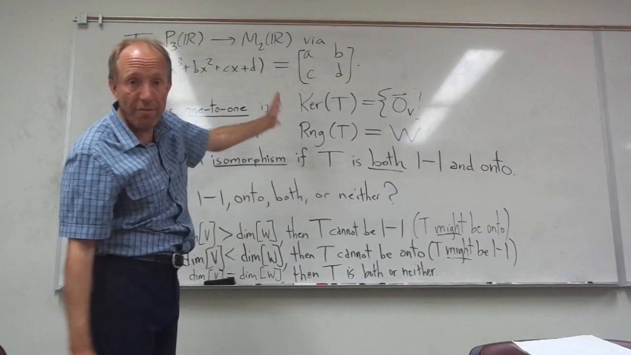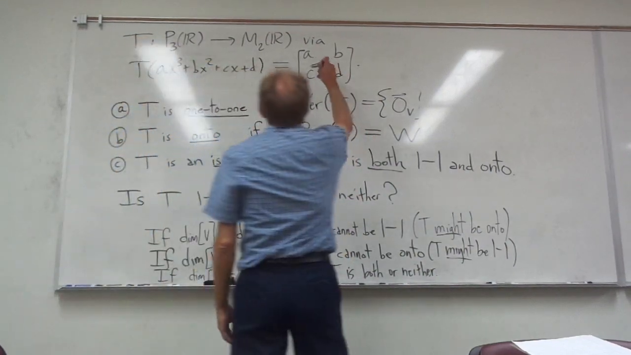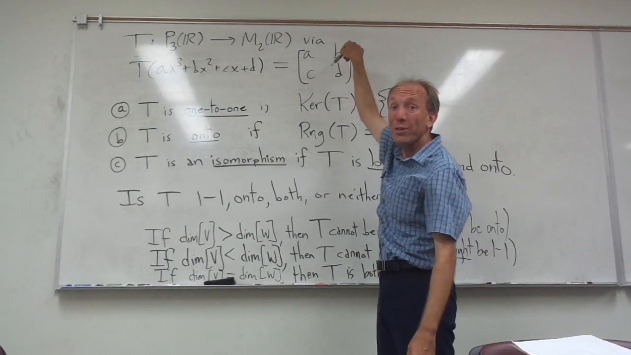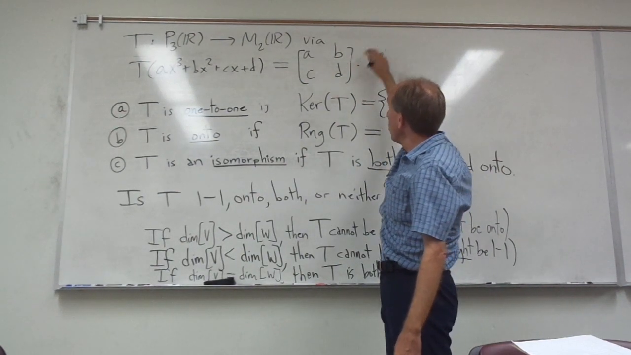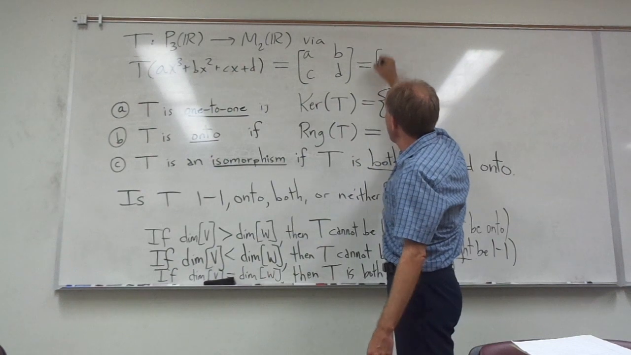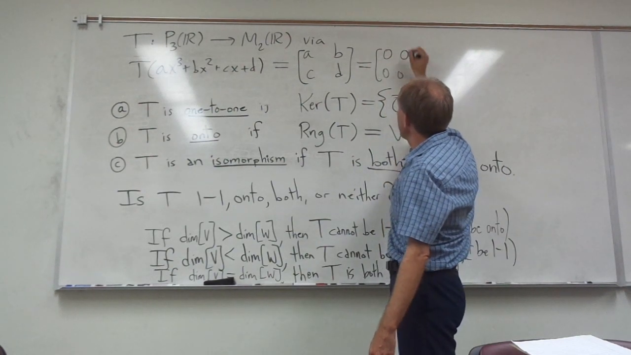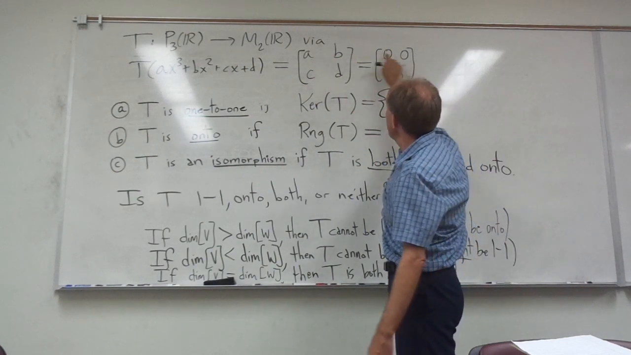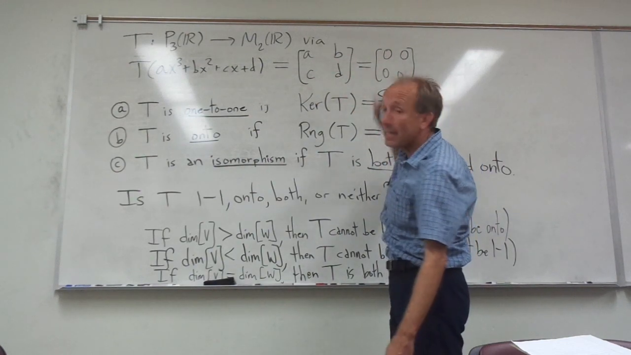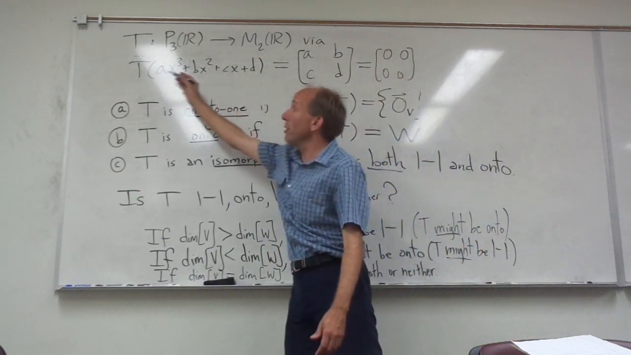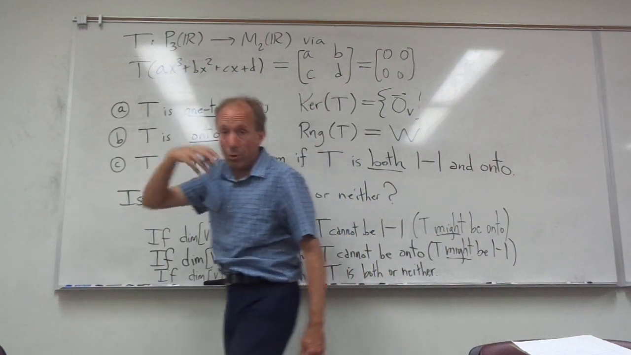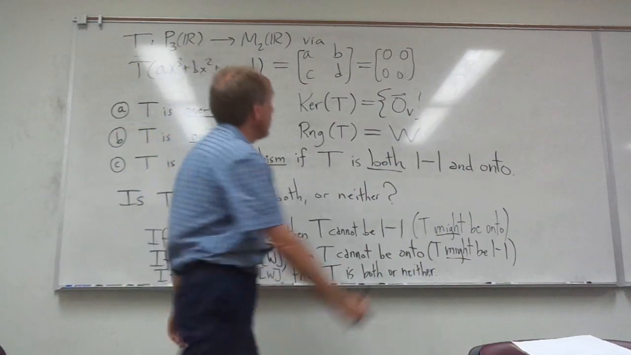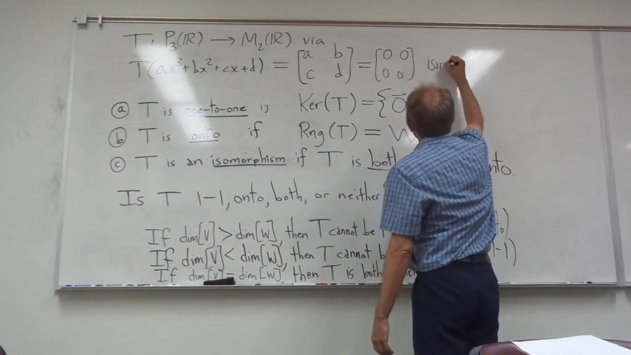And it's very fast to realize that every 2 by 2 matrix is here. It's definitely onto. Or in other words, for the kernel, remember to find the kernel, you set the result equal to the zero vector. And if that was the case, A, B, C, and D would all be 0. In other words, your input that was in the kernel would have to be the 0 polynomial. So this one is an isomorphism.